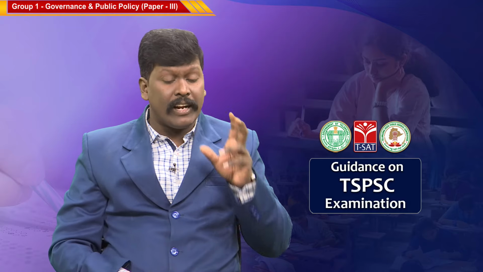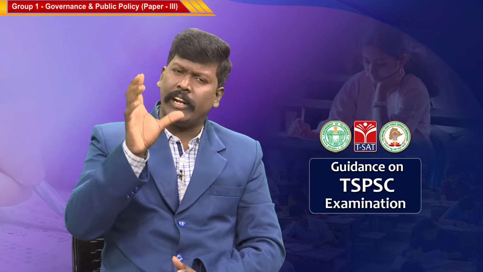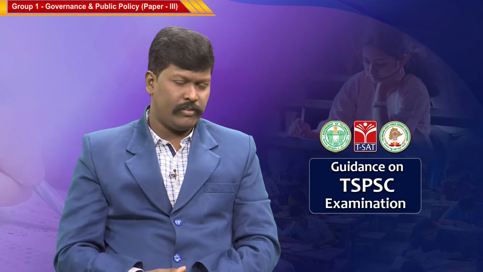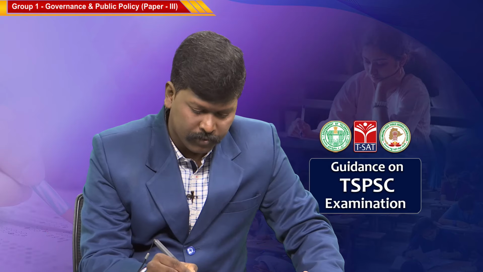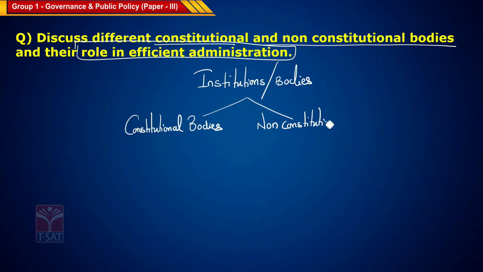So today, let us discuss these different constitutional and non-constitutional bodies and their role in the administration in India. First, let us decode what these institutions or bodies are. Bodies or institutions are divided into 2 types. The first one is called constitutional bodies. The second one is called non-constitutional bodies.